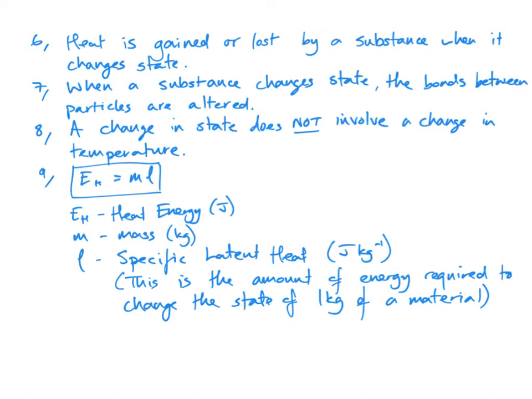And basically then, if you know how much energy you need to change the state of 1 kilogram, if you've got 6 kilograms, you multiply it by 6. If you've got 0.2 kilograms, you multiply by 0.2. So that's where the formula comes from. We'll look at a couple of examples. Start with a simpler one.